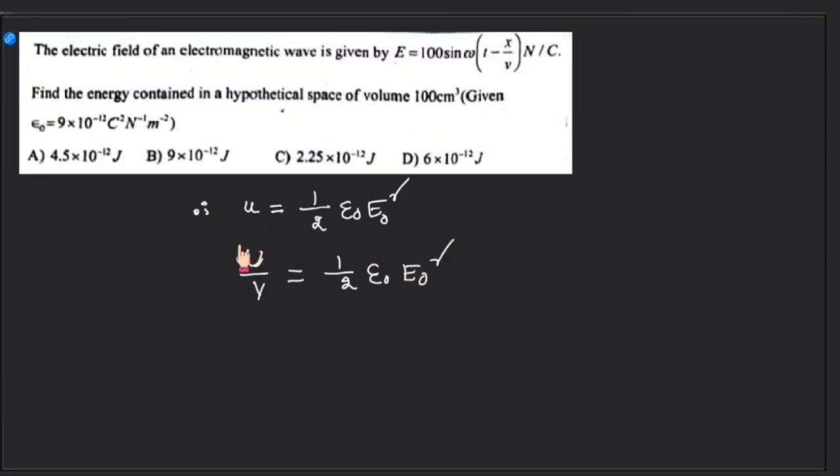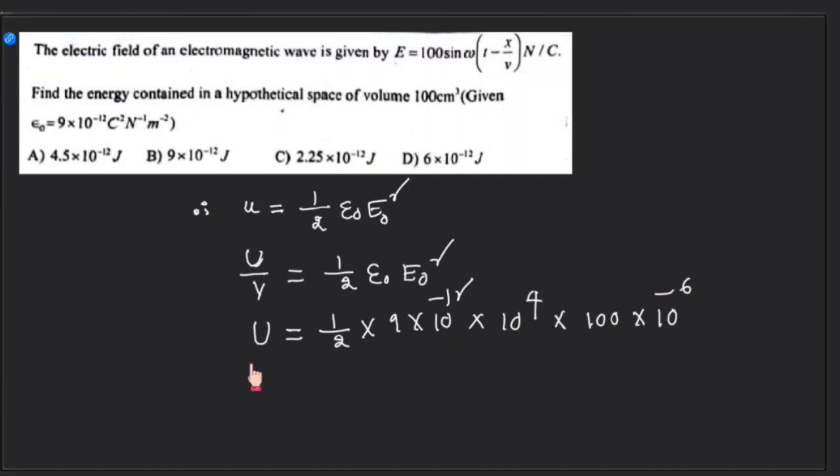So therefore this U is you need to calculate that U only. The U is equal to half into epsilon naught avutundi, 9 into 10 power minus 12 avutundi, and this E naught square will be equal to, this E naught is 100 here, that will be equal to 10 power 4 avutundi. Therefore you can calculate this. So 10 power 4 into volume. So volume is how much? Volume is 100 into 10 power minus 6.